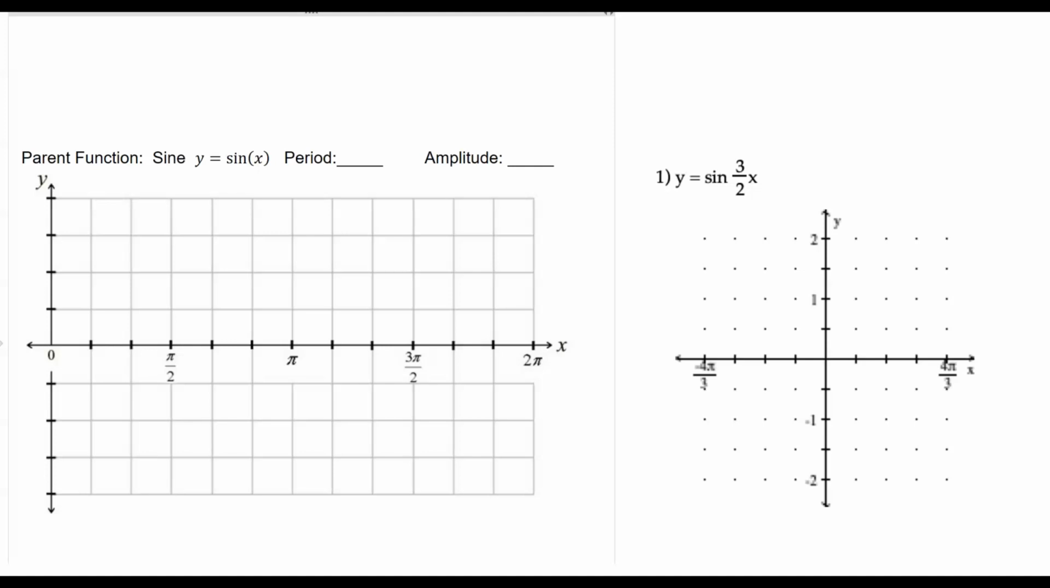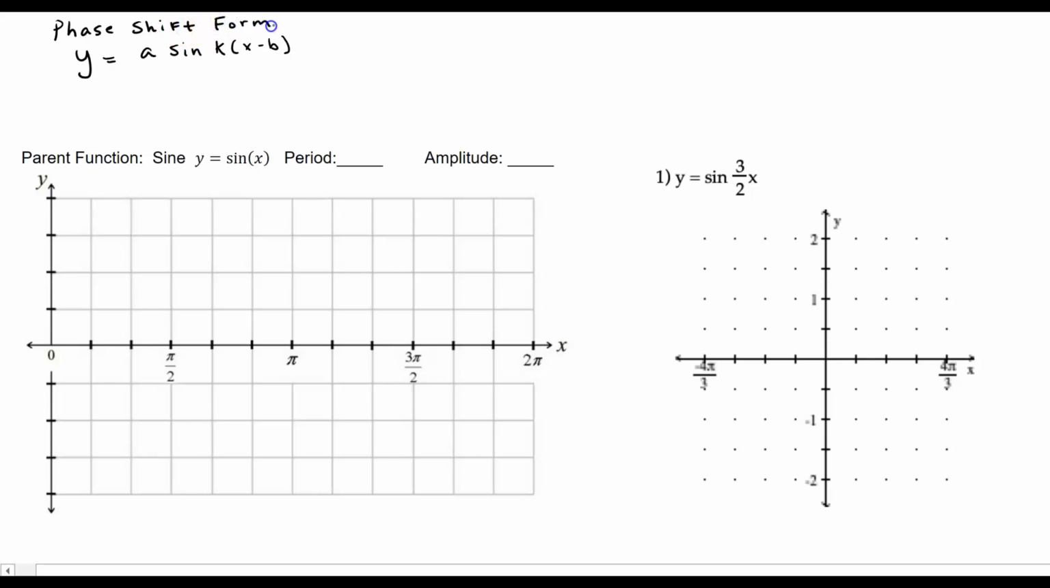I first will have the function y equals a times the sine of k times x minus b. Okay, now this represents what we call the phase shift form of the function. We won't be talking much about phase shift in this video, but we will save it for another video. So this is again the phase shift form. So when we take a look at this phase shift form, let's dissect everything component by component.